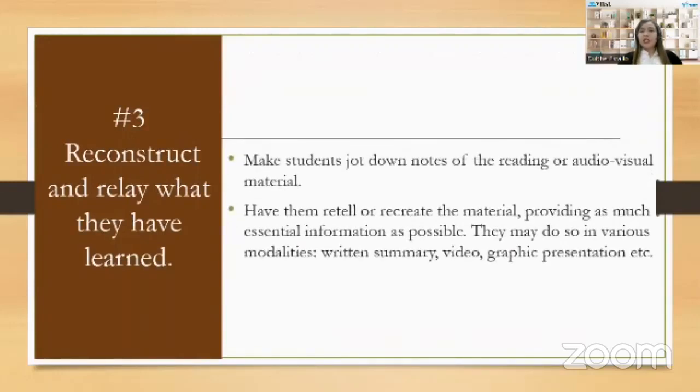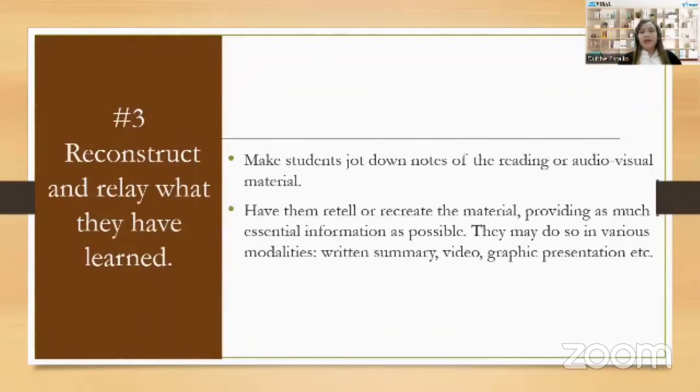We could have students jot down notes of the reading or visual material that was given to the class. We could have them retell or recreate the material. So based on their notes, they are supposed to retell or recreate the material, providing as much essential information as possible.